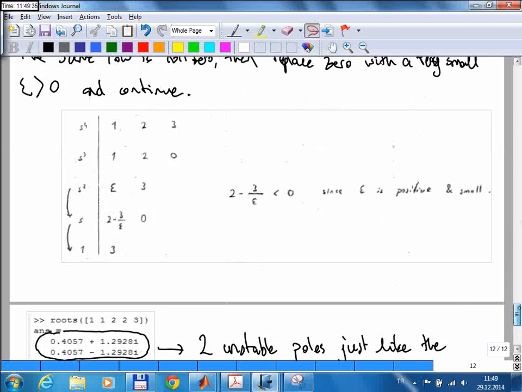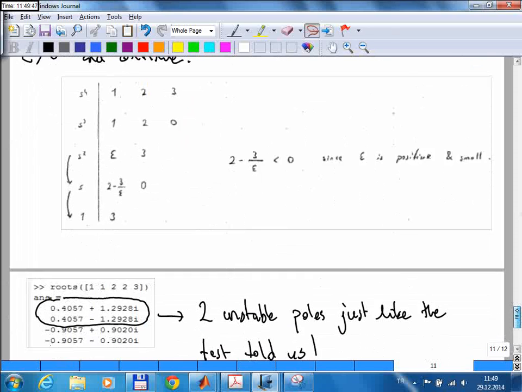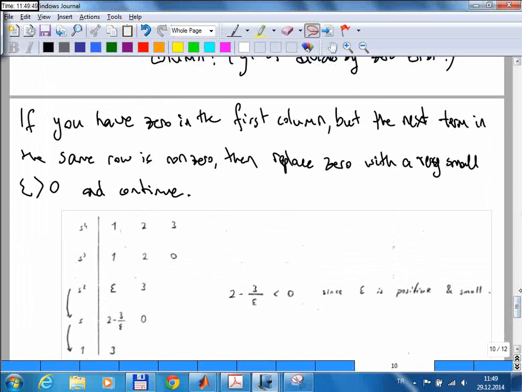So if you have a 0 in the first column of any one of the rows, but the remaining columns in that row have non-zero elements, you apply this remedy. Okay, you put an epsilon instead of 0, and you continue normally with the test.